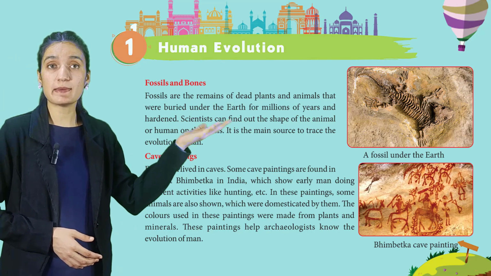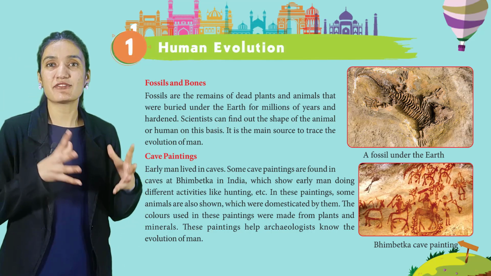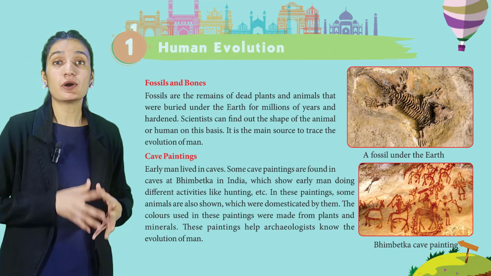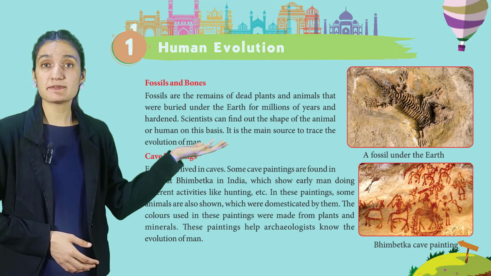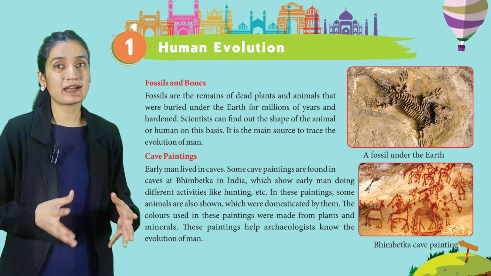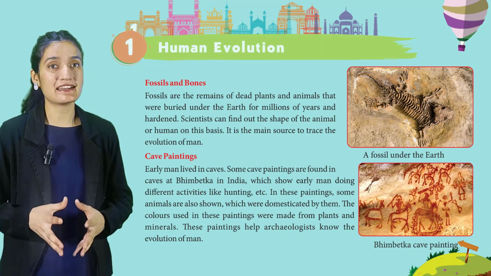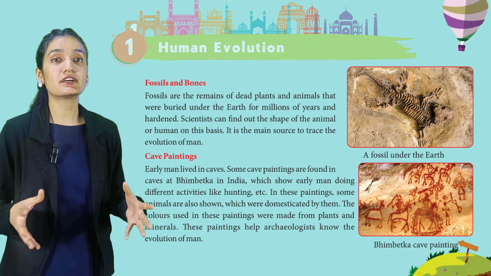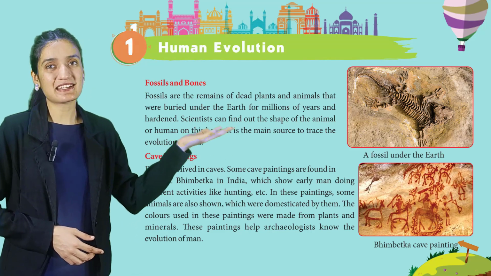Next is cave paintings. Early man lived in caves. Some cave paintings are found in caves at Bhimbetka in India, which show early man doing different activities like hunting, etc. In these paintings, some animals are also shown, which were domesticated by them. The colors used in these paintings were made from plants and minerals. These paintings help archaeologists know the evolution of man. Here you can see in this picture Bhimbetka cave painting.